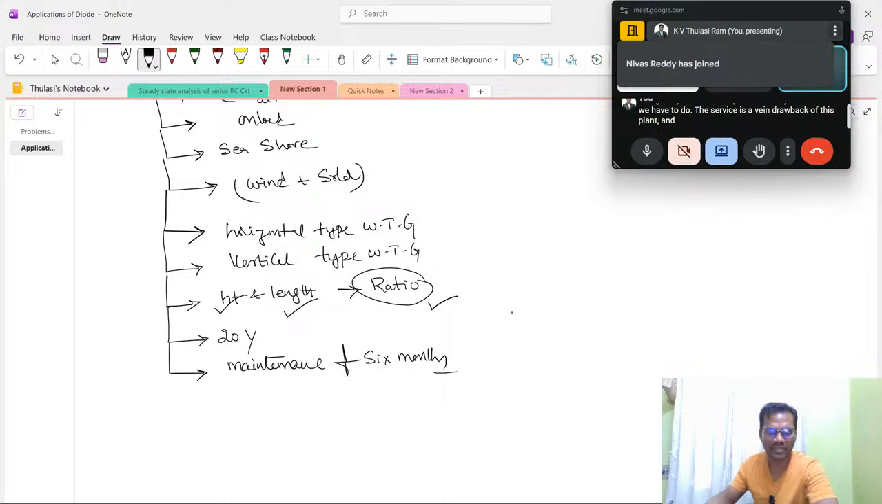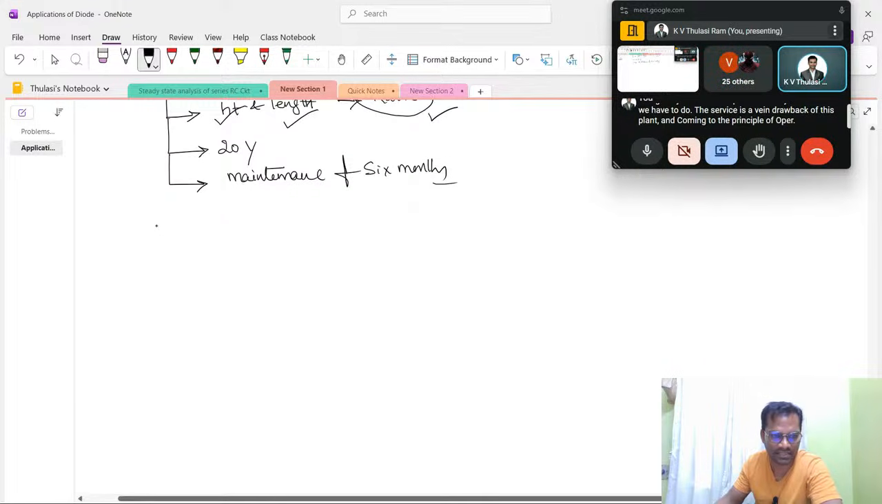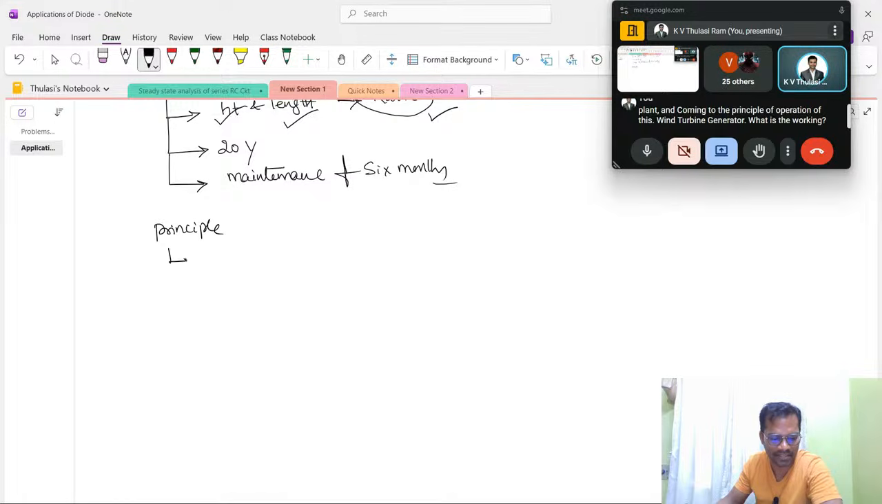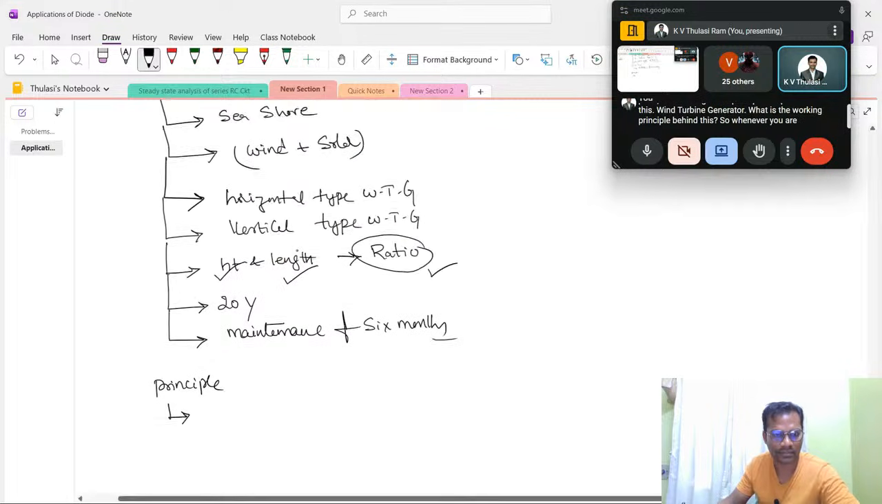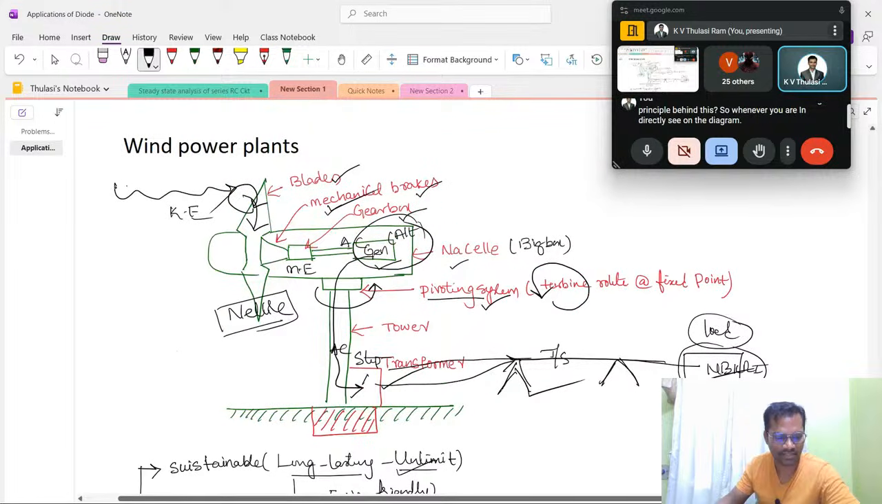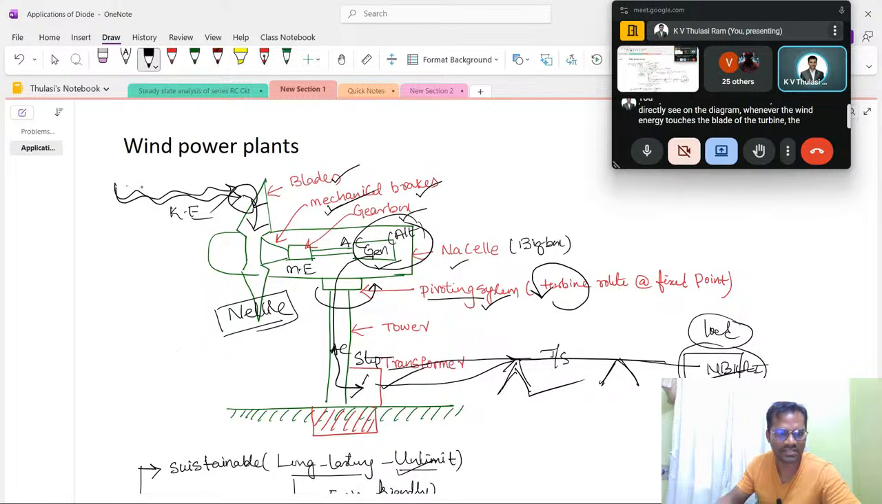Coming to the principle of operation of this wind turbine generator, what is the working principle behind it? You can directly see on the diagram, whenever the wind energy touches the blade of the turbine, the air pressure is not uniform. It is lower at this point and higher on the outside of the blade. Whenever the wind pressure is uneven, higher on one side and lower on the other, this uneven pressure automatically makes our blade rotate.